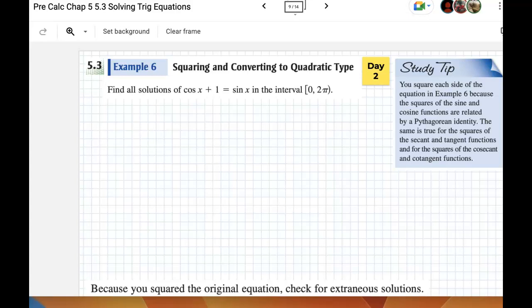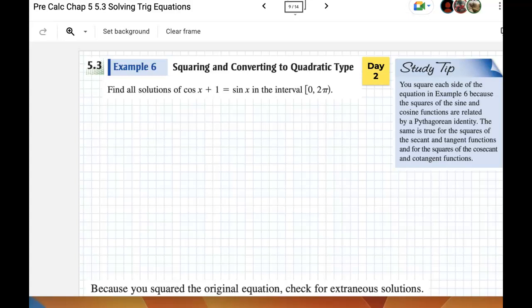The study tip there says that what we're going to do is square each side of the equation, because the squares of sine and cosine are related, the same is true for secants with tangents and cosecants and cotangents. So if you come across an equation, this is just one example, we've got cos and sine in the same equation, but given that they're not squared, we're stuck. That said, if you square the equation, then what follows is what I just said in that study tip.